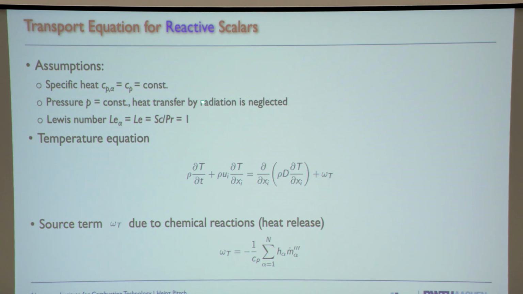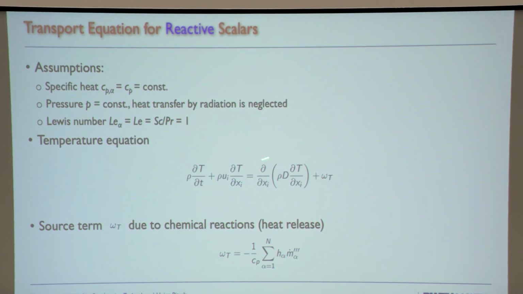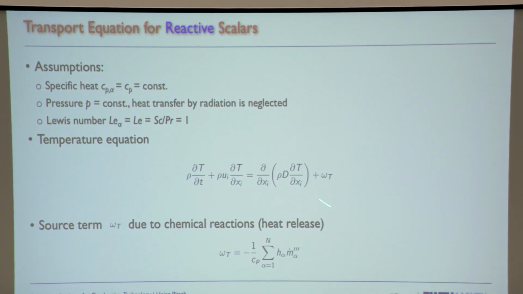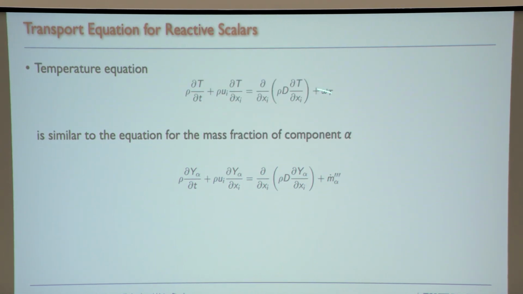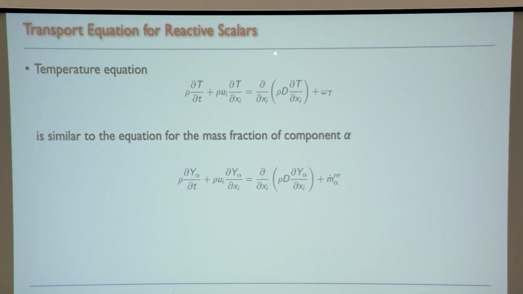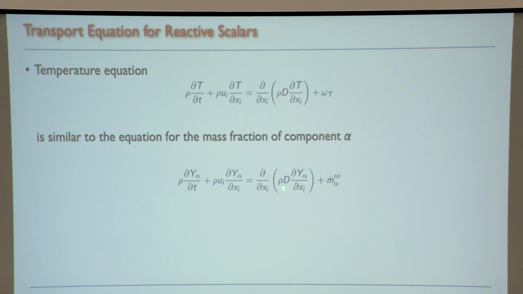Okay, and so if we look at reactive scalars, same thing. We have the temperature equation, which, as shown here, is the same as the mixture fraction equation, except we have a chemical source term, which is given like this. We also have mass fraction equations, which look very much the same, especially if we assume unity Lewis number, and it also has a chemical source term.